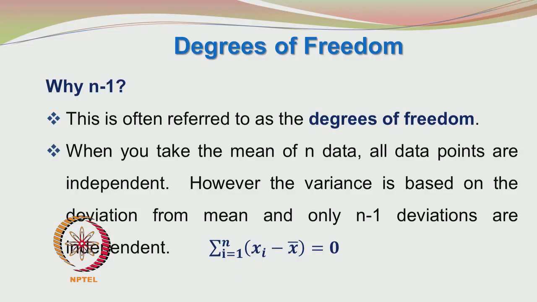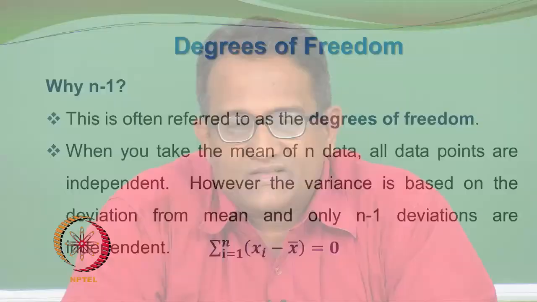So, this is an interesting situation. How do we deal with this? The number of independent entities is only n minus 1, and so we use n minus 1 in the calculation of the sample variance. There is also another reason why we use n minus 1. I will come to it shortly.